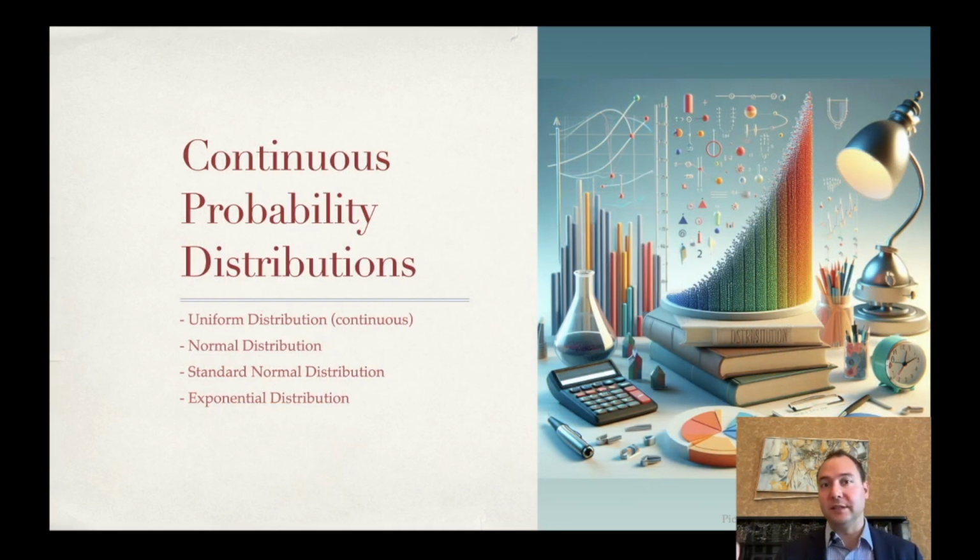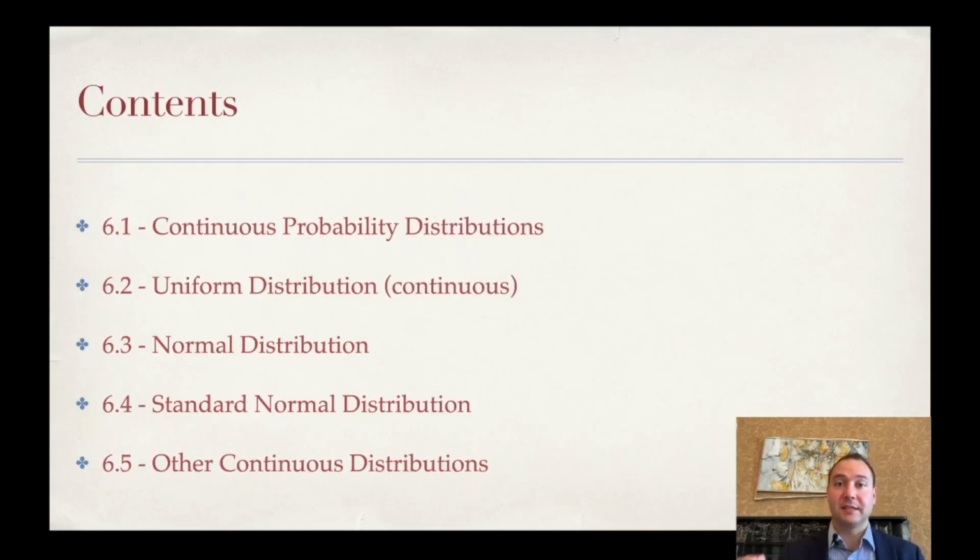Continuous probability distributions. Today, we're going to cover the uniform distribution, the normal distribution, and the standard normal distribution in detail, and we'll mention briefly the exponential distribution towards the end. All right, first, let's discuss a bit about what continuous probability distributions are.